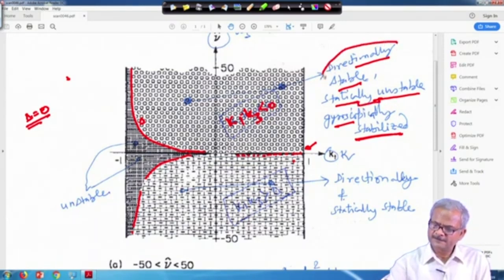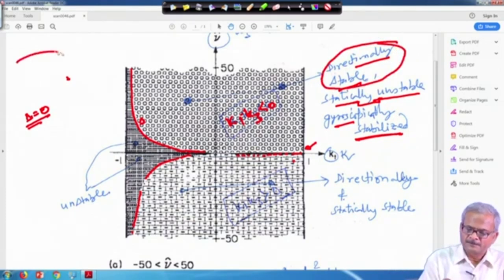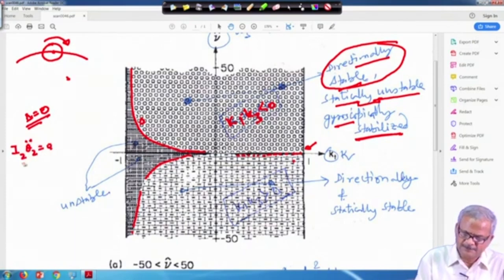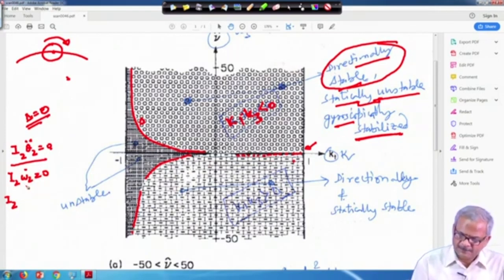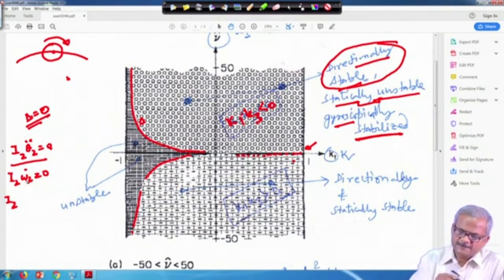Okay. While directional stability, I told you that we will discuss this, what does directional stability mean? Your satellite is rotating like this. Okay, it is spinning. As we have looked into that, I 2 times theta 2 double dot, this quantity is 0, or I 2 times we have got in terms of this. And omega 2 is the absolute spin rate about the 2 axis. So, the 2 axis is going inside here into the page.